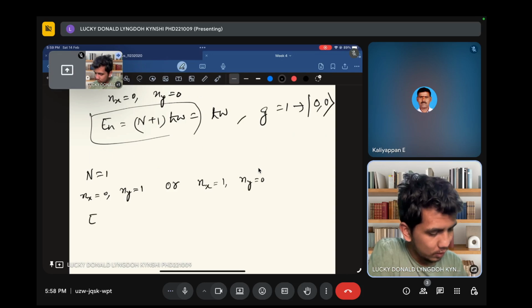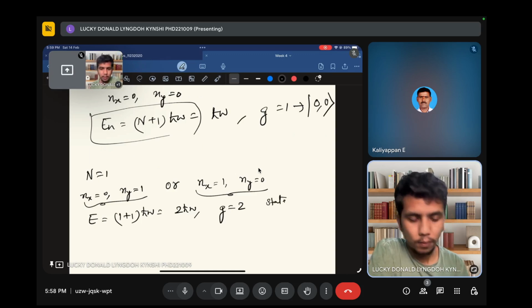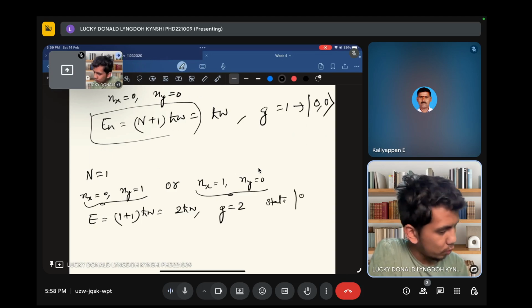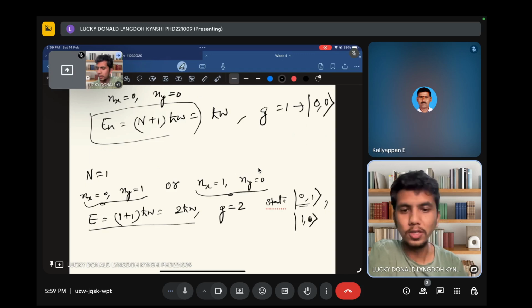We get energy will be 1 plus 1 h cross omega, which is 2 h cross omega. And what is the degeneracy? There are two terms here, right? So degeneracy will be equal to 2. For the states nx equal to 0, ny equal to 1, and the other state is nx equal to 1, ny equal to 0. So there are two states, 0, 1 and 1, 0, which have the same net energy.